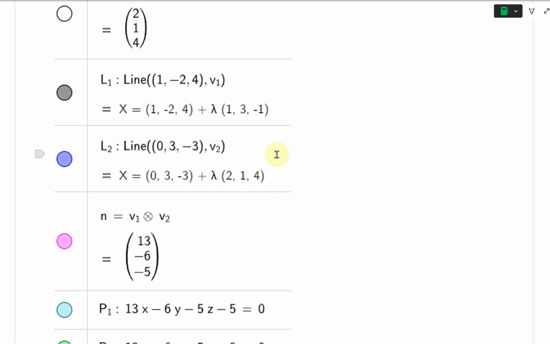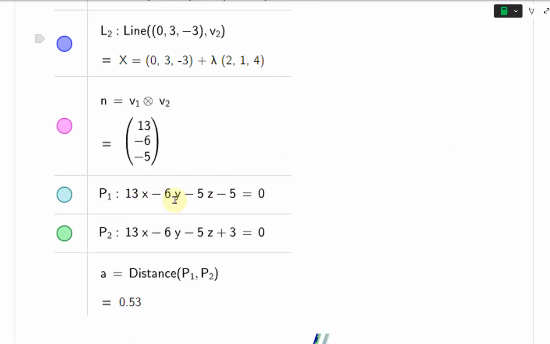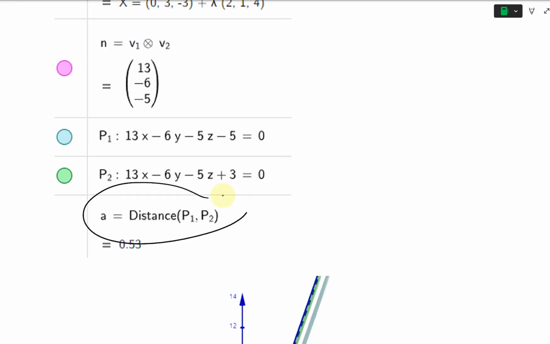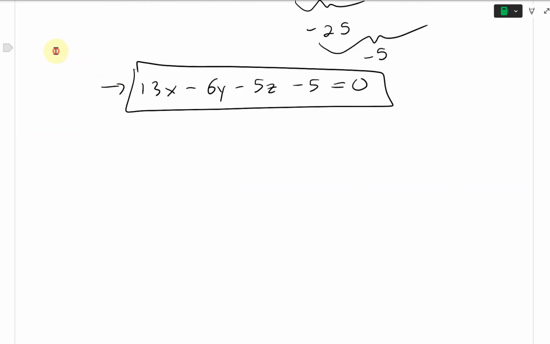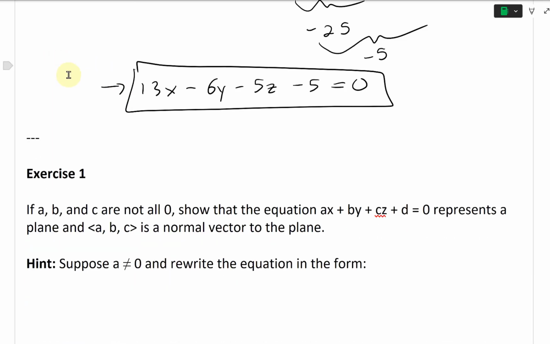And yeah, you could confirm that it's correct because the distance formula gets the distance correct. So we're going back up here, scroll up. So there's that 13x, negative 6y, negative 5z, negative 5. And then we plug it into the calculator. P1, P2 gets 0.53, exactly as we calculated with the point to plane distance formula. Whereas this one just uses plane to plane, but it probably uses a variation of the same formula.